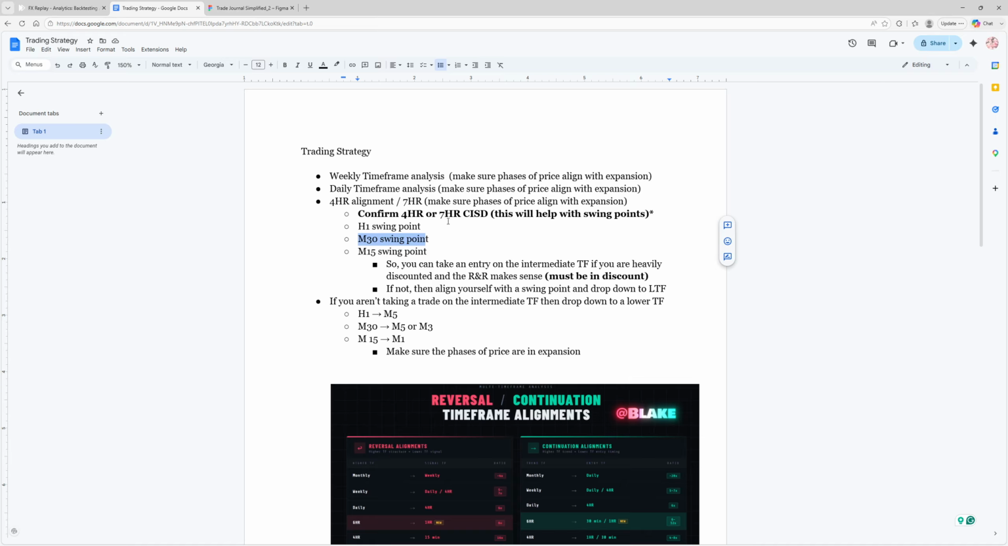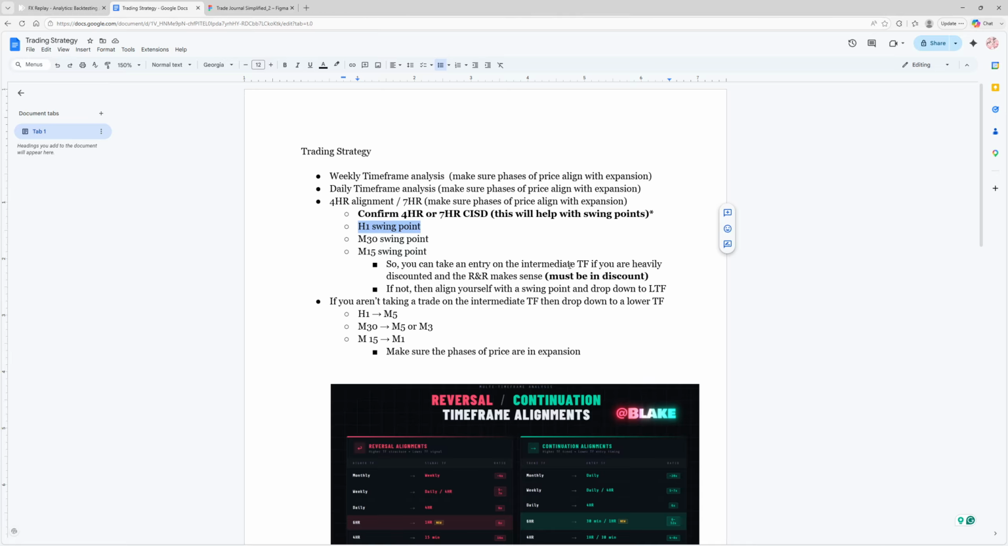And yes, you can do that, and this is very discretionary, but you can take a trade on the intermediate time frame as long as the R&R makes sense. And sometimes it's just better because you're going to avoid so many premature stop outs, because the lower time frame can be extremely noisy. The higher time frames most of the time are going to be a lot cleaner, a lot more straightforward, and it's just going to be a lot less stress. So that's something that I've begun to do.